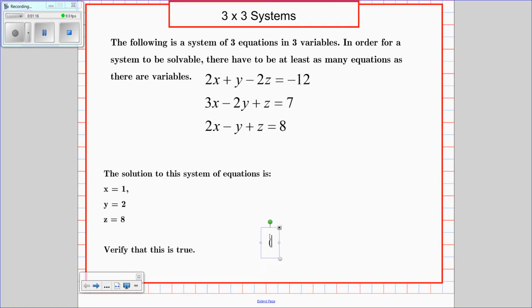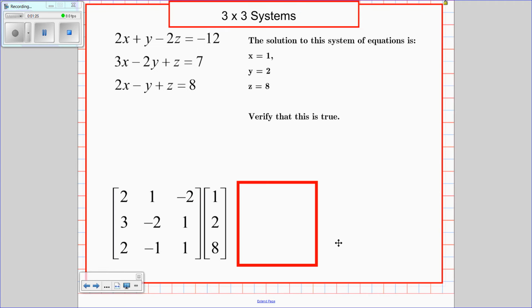We can write that as 1, 2, 8, an ordered triple. One interesting use of matrices is to check a solution. So if we multiply the coefficient matrix, which is 2, 1, negative 2, 3, negative 2, 1, and 2, negative 1, 1, by our solutions, we find something very interesting.